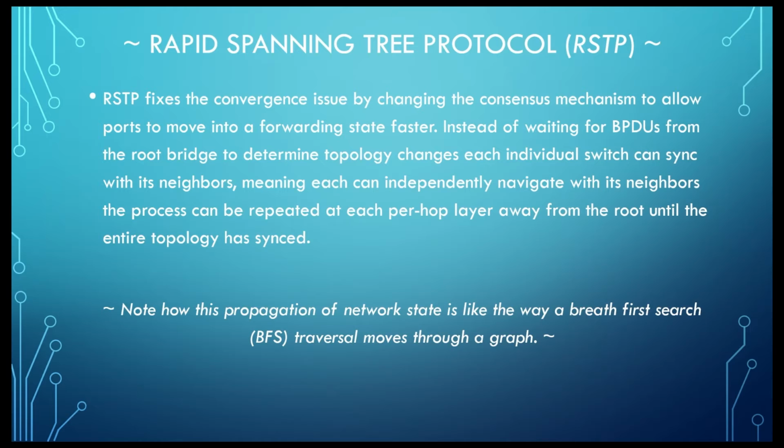Instead of waiting for BPDUs from the root bridge to determine topology changes, each individual switch can sync with its neighbors, meaning each can independently negotiate with its neighbors. The process can be repeated at each hop layer away from the root until the entire topology has synced. Note how this propagation of network state is like the way a breadth-first search traversal moves through a graph.